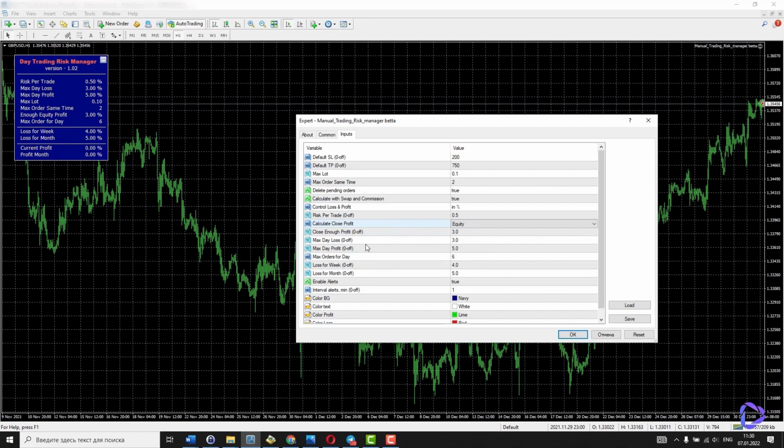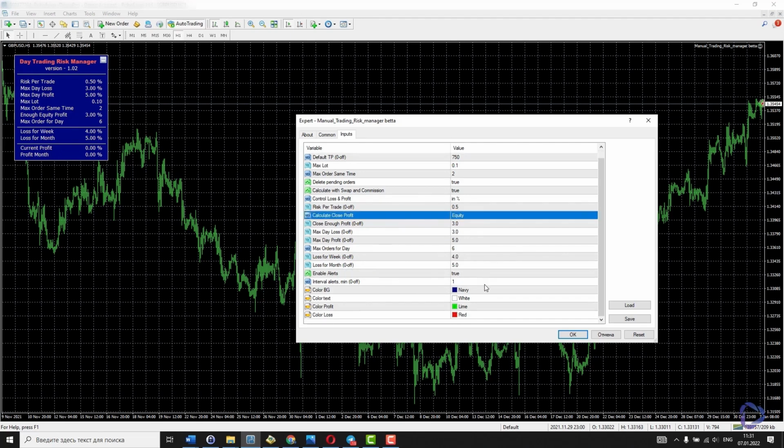Thus, the max day loss corresponds to the maximum daily loss, the max day profit is the daily profit, and the max order for the day is the number of orders placed on that particular day. Loss for the week, loss for the month, alerts, meaning warnings, notifications of risk exceedance, and so on. To enable and disable, the interval of which you set between alerts and the colors of the panel and text. So basically those are all the settings.